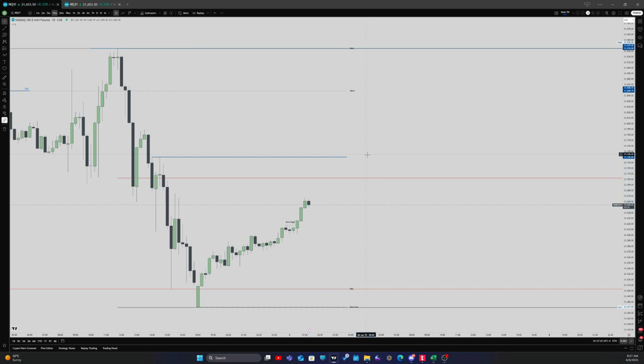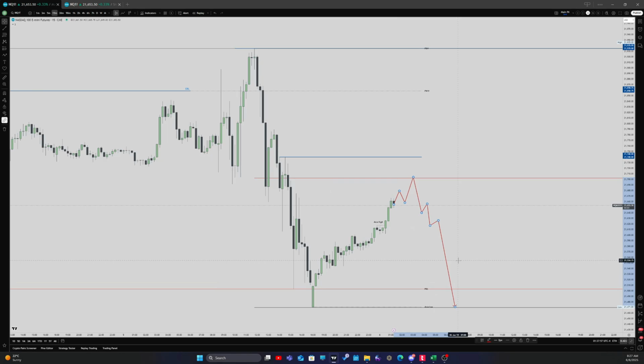Alternately, we could see price doing something like this. Price comes into this imbalance and comes back down into 50% of the range, and comes back down, inverts fair value gaps, bullish fair value gaps here get inverted, and we see price continuing down, right? That could very well be.